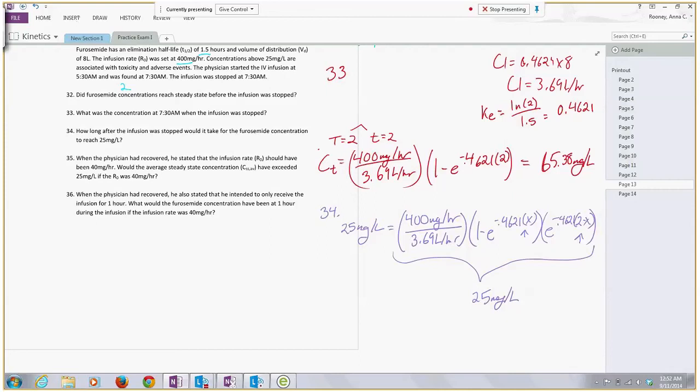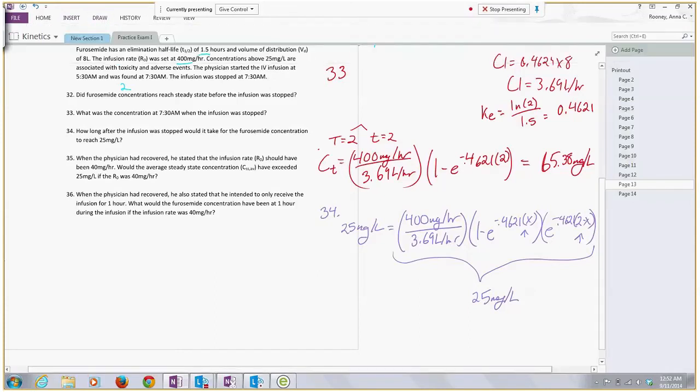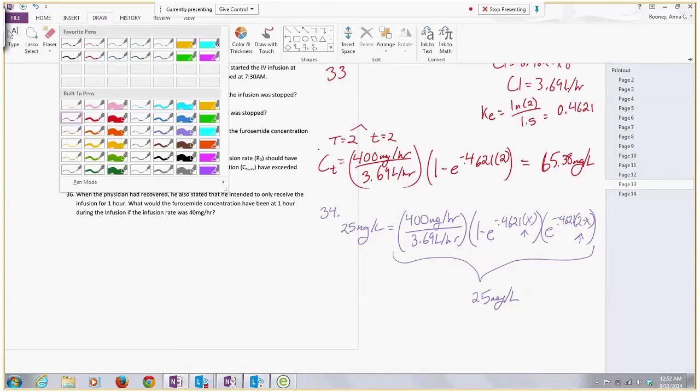35 and 36 are really easy, so I'm going to quickly go through those ones. You know what? I wish I could do pink, but pink is hard to see.